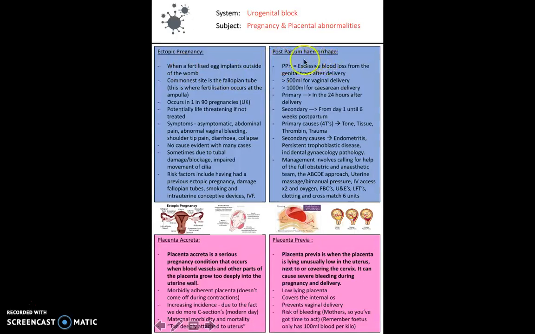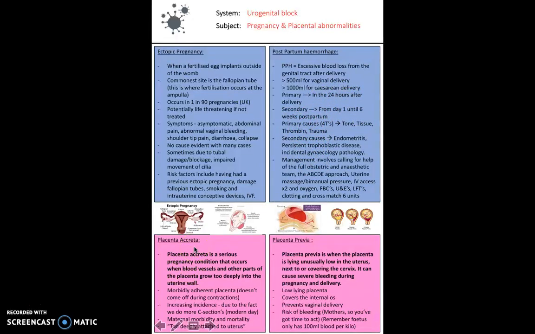However, it's important to know that an ectopic pregnancy, referring to the word ectopic, is not where it's supposed to be. A postpartum hemorrhage, so this is excessive blood loss from the genital tract after delivery. This can be classified by how much blood loss there is and the method of delivery. Again, know that it's divided into primary and secondary types. So primary postpartum hemorrhage is within the first 24 hours after delivery, and secondary PPH is from day 1 to week 6 postpartum, and know the causes for both of these as well.